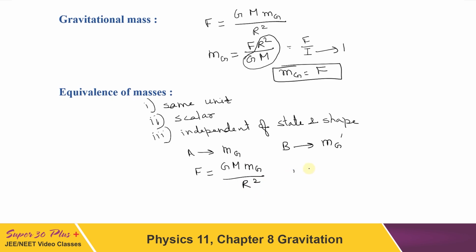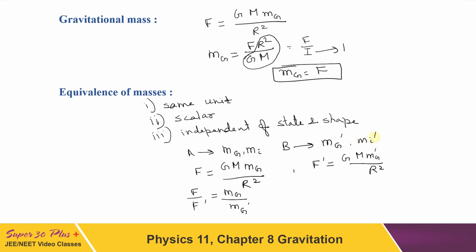Similarly, the gravitational force exerted by earth on B can be written, let us denote that by F dash, as G m mg dash upon r square. If we take the ratio F by F dash, we will get the value to be equal to mg upon mg dash. Similarly, let mi and mi dash be the inertial masses of bodies A and B. So now their inertial masses are mi and mi dash.